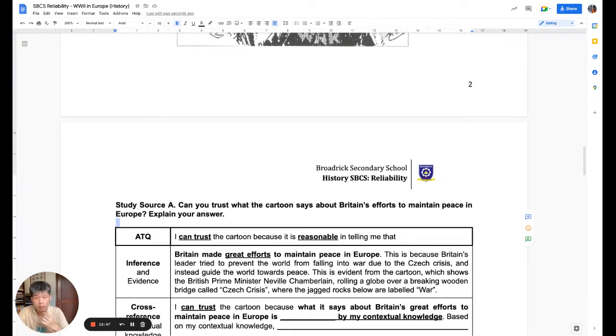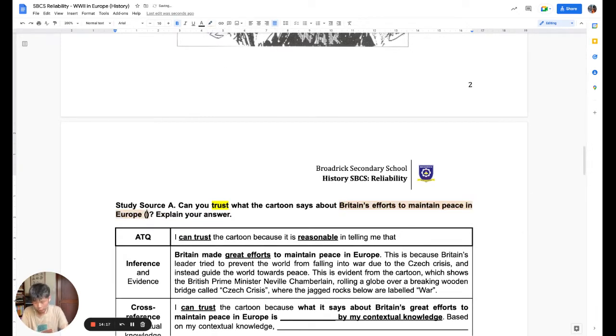Study source A. Can you trust what this cartoon says about Britain's efforts to maintain peace in Europe? The word trust is a command word. The moment you see the word trust, you know it's a reliability question. And your answer to the question, your ATQ, has to have the word trust. You have to reuse the command word. Can you trust? The answers would be I can trust, I cannot trust. What the cartoon says about Britain's efforts to maintain peace in Europe, this is the question focus.